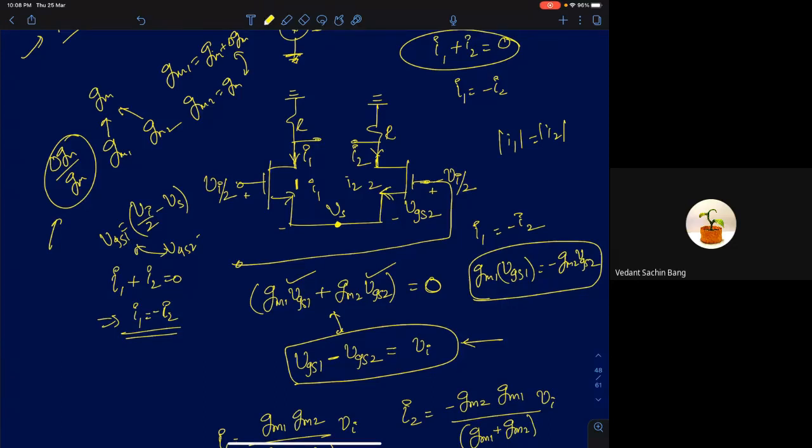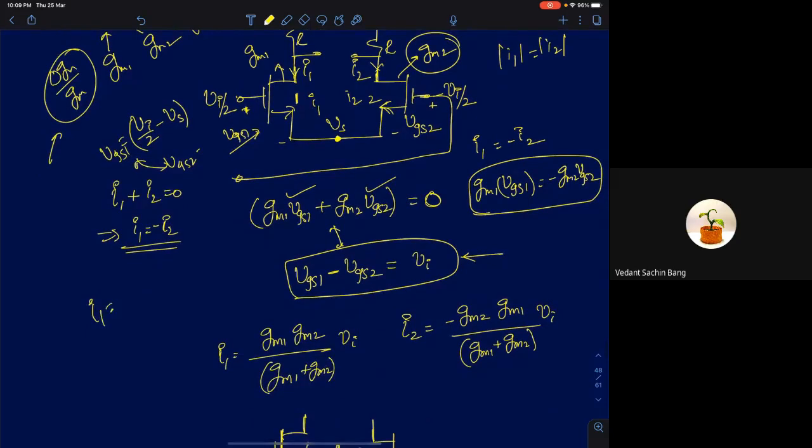If that is being enforced, what can you say about the distribution? If I tell you that this GM is GM1, this GM is GM2. Let me give you an example. GM2 is 2 times GM1. Then what can you say about VGS1 and VGS2? See, I1 is nothing but GM1 into VGS1, and I2 should be GM2 times VGS2.